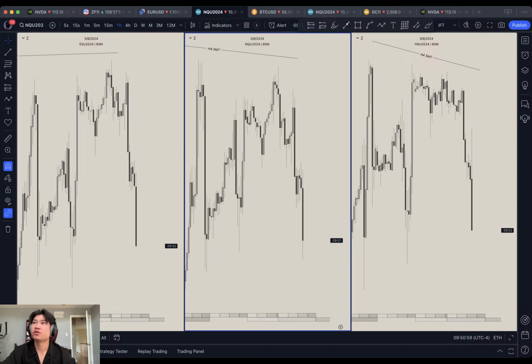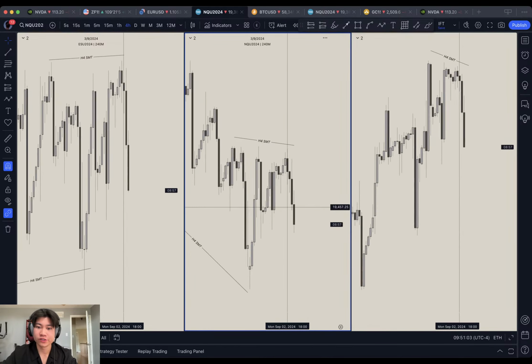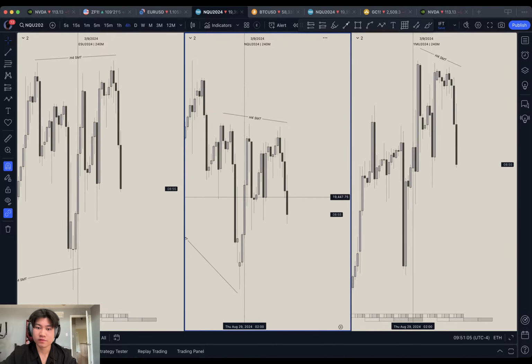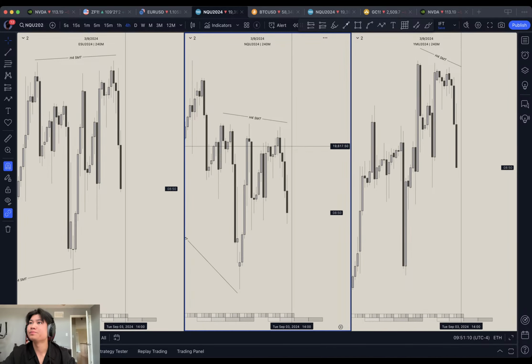4 hour inversion for Valley Gap. Yeah, that's a good point of interest you could use for intraday. 4 hour inversion. Are you guys talking about this one, or we'll see?